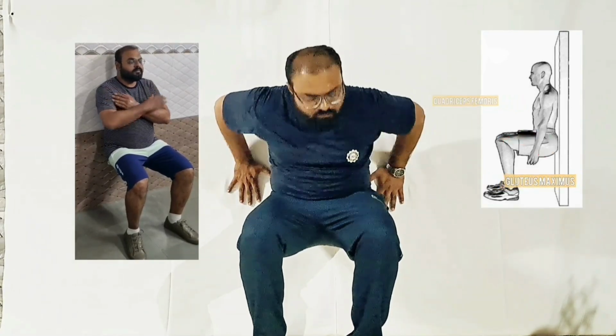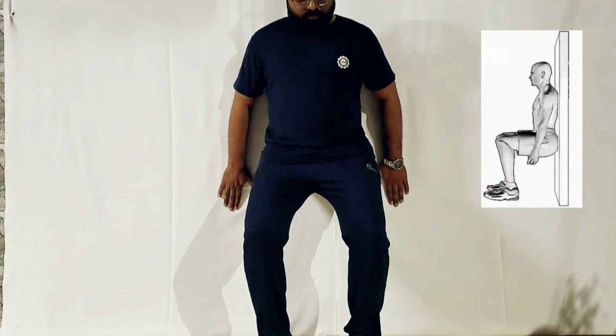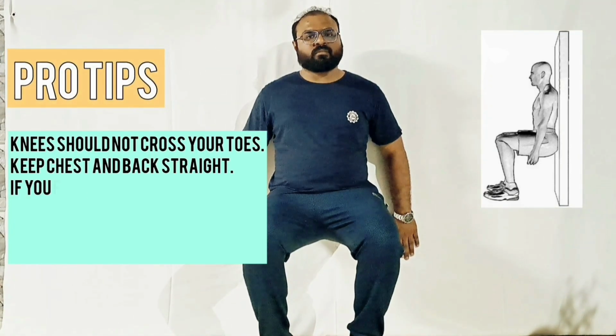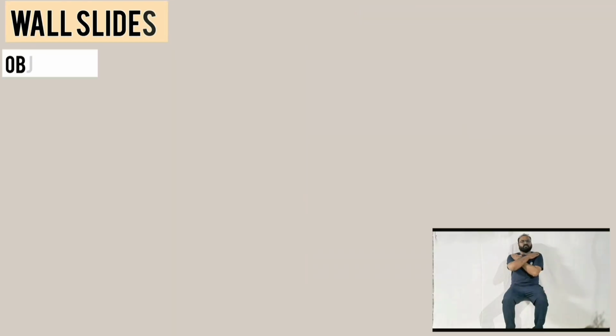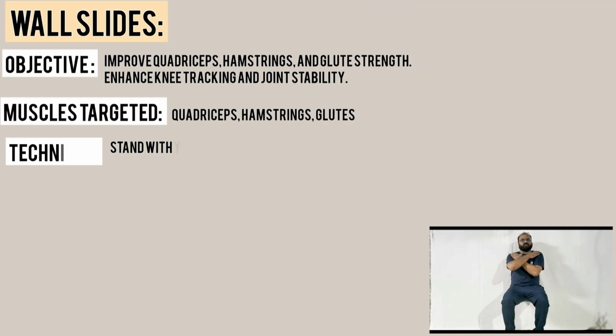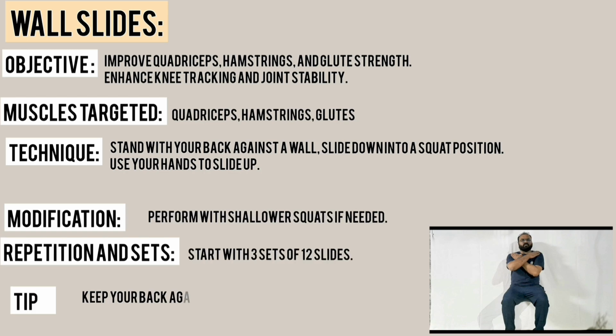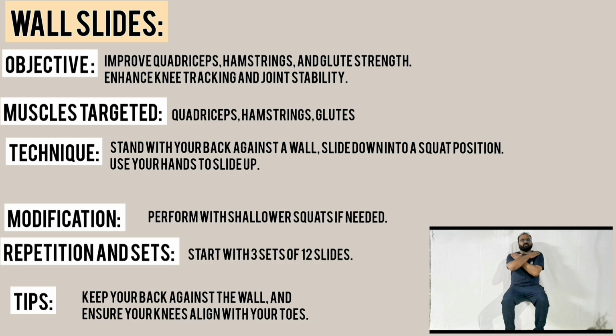As we slide down the wall, focus on bending your knees and lowering yourself into a seated position. For starters, you can limit the range of motion and gradually work your way down. Engage the core, keep your back flat against the wall and ensure that your knees are tracking in line with your toes. To get up, use your hands, don't try to slide up. Aim for 3 sets of 12 repetitions, adjusting the depth based on your comfort and strength level. As always, listen to your body.